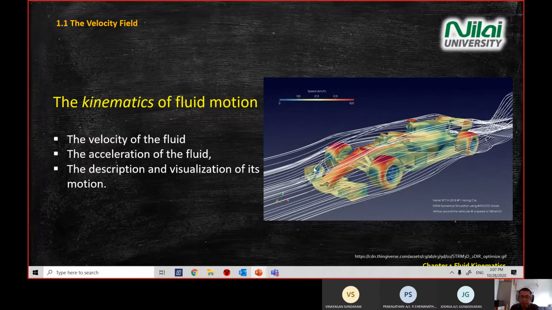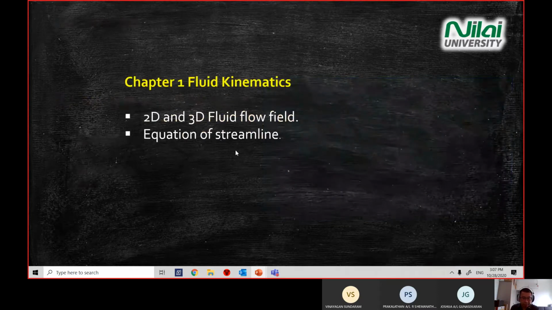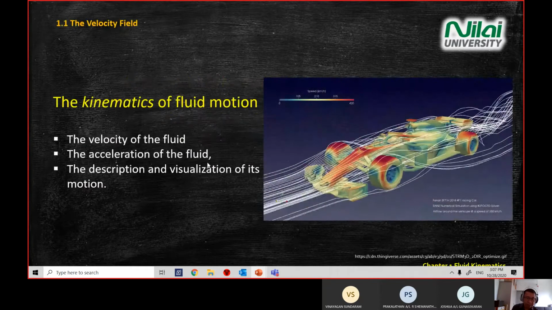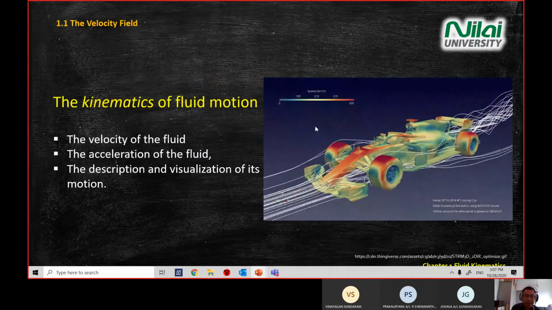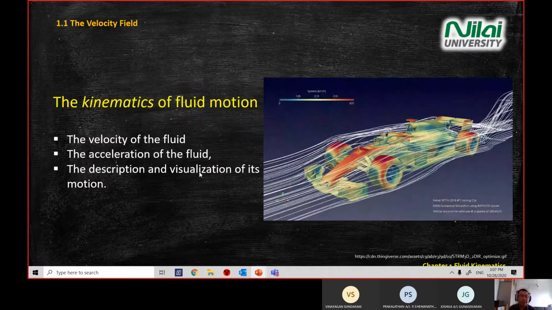So when it comes to your final year project, you should be able to explain what the lines tell you. For kinematics of fluid motion, we are going to look at velocity, acceleration, and visualization. The equation of streamline is part of the visualization. And using software to visualize our fluid motion is also one of the methods.